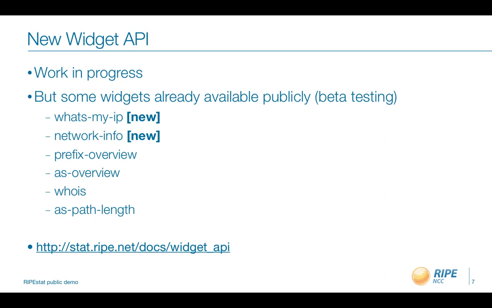Here is a brief list of the widgets that we have available. We did not convert yet all the plugins that we have in RIPEstat to widgets, but the ones that you see here you can already use. You can actually see that there are two new widgets that were not present in the current RIPEstat, and these are two simple widgets that just tell you what is your IP address, which is a very simple case, and if you give it an IP address or a prefix, it can tell you the network information of this input.